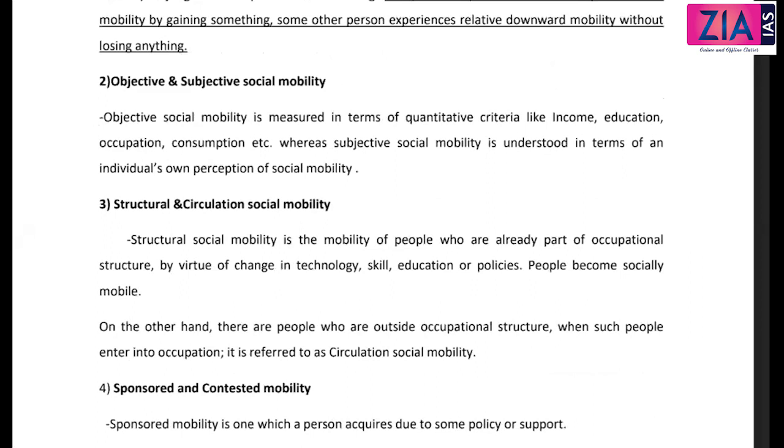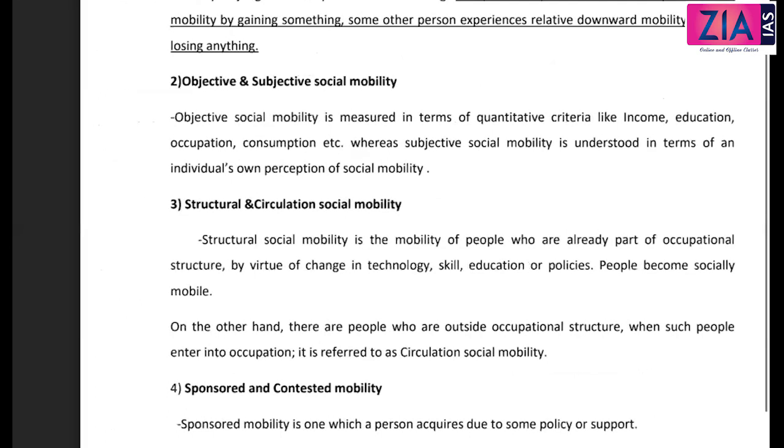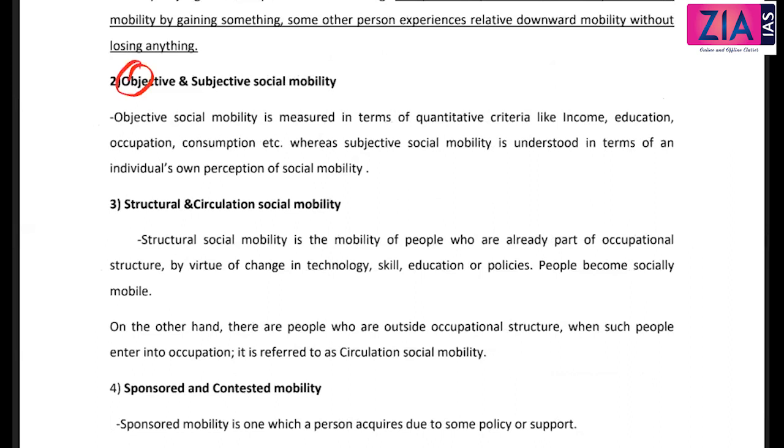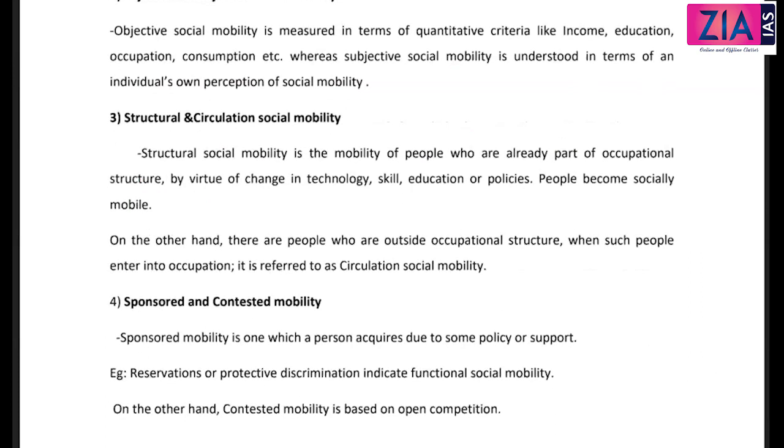Objective and subjective social mobility. Objective mobility is measured in terms of quantitative criteria, like the name itself tells you: income, education, occupation, etc. If your income is increased, that is mobility. If you are better qualified in education, then mobility, like that. Subjective means it's in terms of an individual's own perception of social mobility. It is all about the way you think. If I do this, I feel like I'm good and I'm mobile.